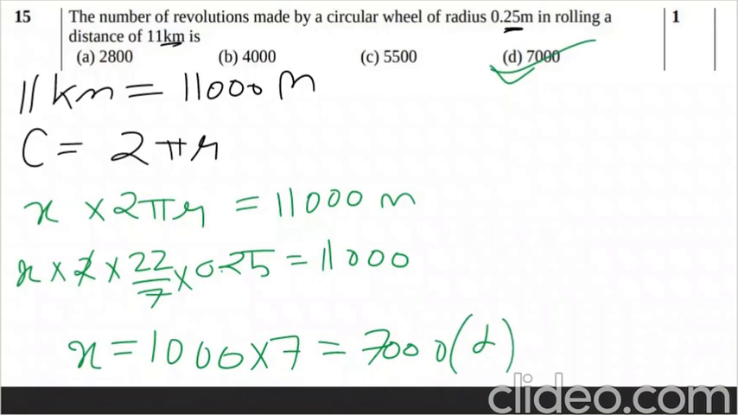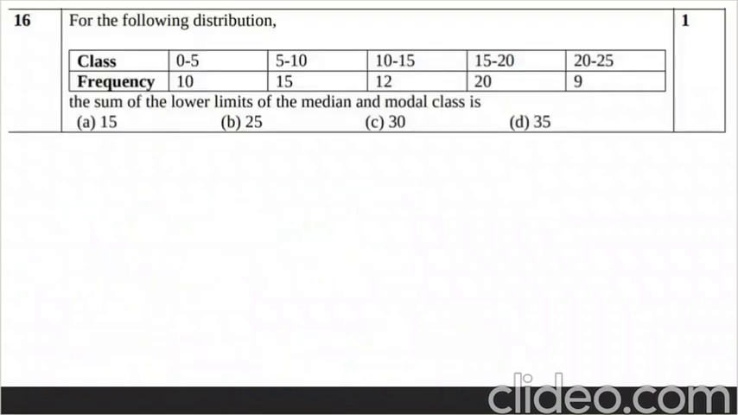5 more questions remaining. Now, question number 16. For the following distribution, class is given, frequency is given. We have to write the sum of the lower limits of the median and the modal class. What is the modal class? First of all, modal class, the most occurring, largest frequency. So this is my modal class.